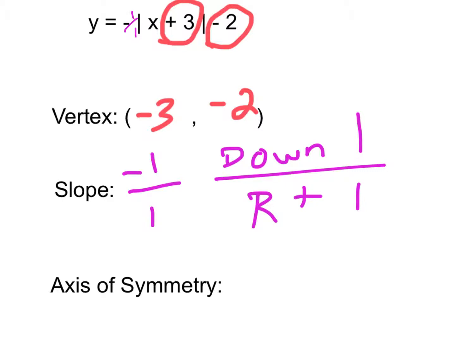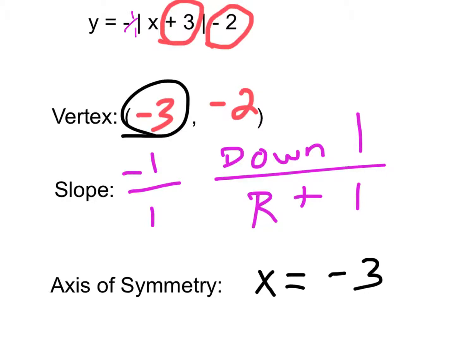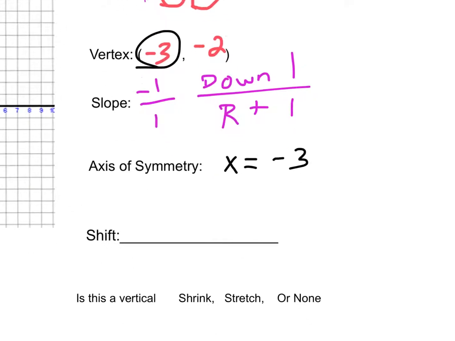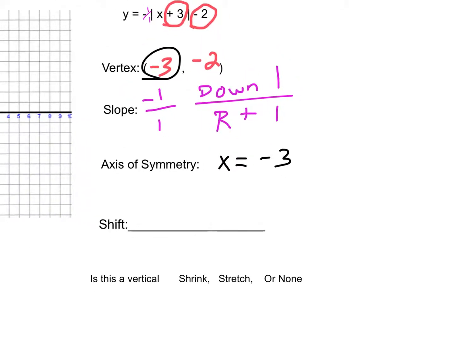Axis of symmetry is the x-coordinate of the vertex. So -3. I'm going to be a little more quick on this one, since some of you probably have already figured this out. If you have not, that's okay. Just graph the vertex before doing the shift. Knowing my shift, if it's -3 on the x, that means I'm going to the left 3. And -2 on the y just means I'm going to go down 2.